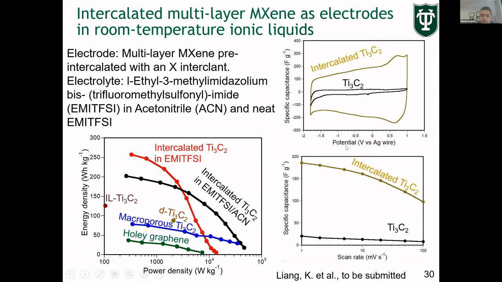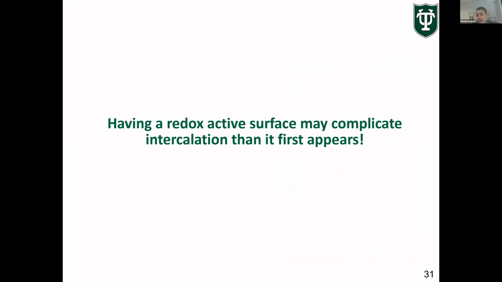And here's a comparison of this pre-intercalated material with ionic liquid infused delaminated MXene, carbon nanotube spaced MXene, macroporous MXene, and holey graphene. It outperforms all of them, especially at lower rates. Okay, so intercalation is important for many applications, but having this redox active surface, we found that intercalation can change the oxidation state of MXene.